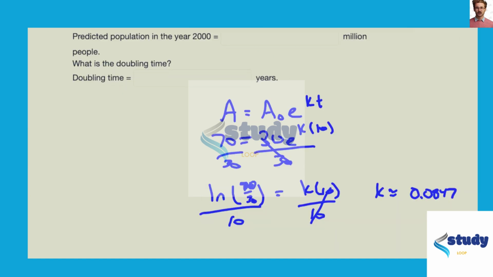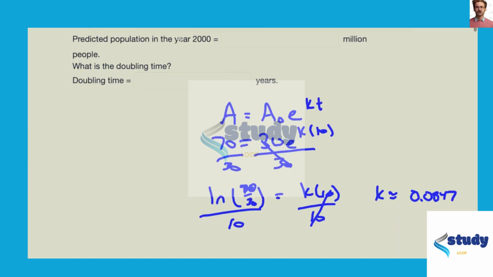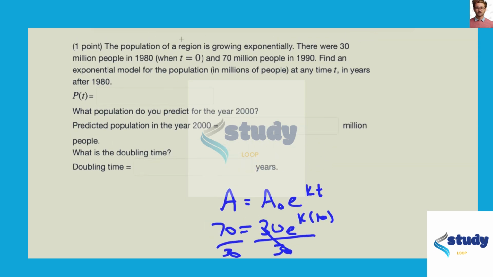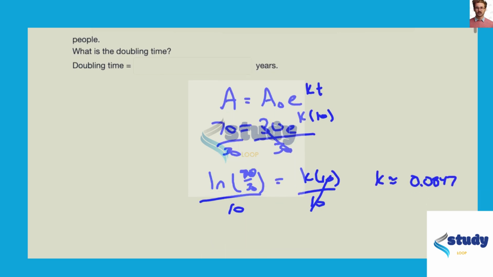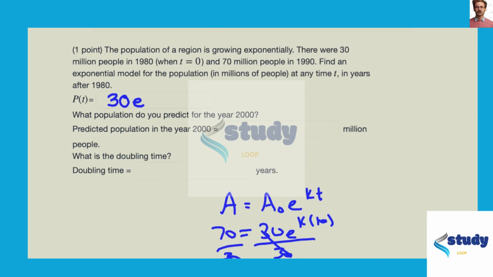Okay. Now we can use this to write our formula. P of t is an initial amount of 30 million times e to the 0.0847 t.